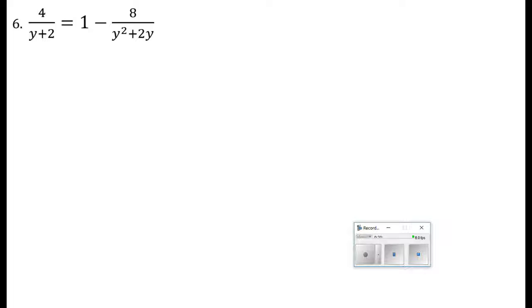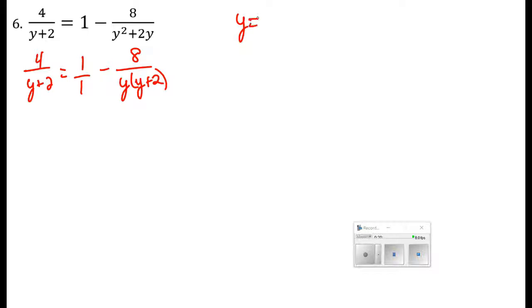Number 6, 4 divided by y plus 2 equals 1 minus 8 over y squared plus 2y. So the first thing I want to do is factor the denominators. I'm going to factor out a y there and be left with y plus 2. So my common denominator is y times y plus 2. Let's figure out what values I need to throw out. Y cannot be 0, because that would cause this denominator to be 0, and y cannot be negative 2, because that will cause both of those to be 0. That denominator will never be 0, so those are the only two I need to exclude.